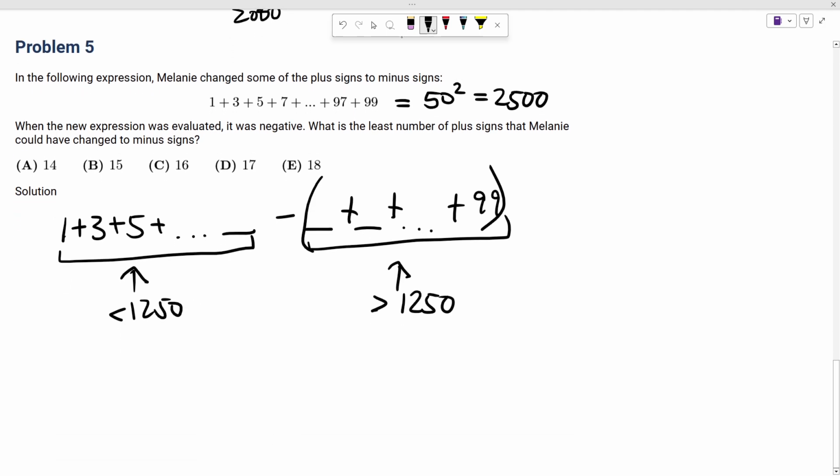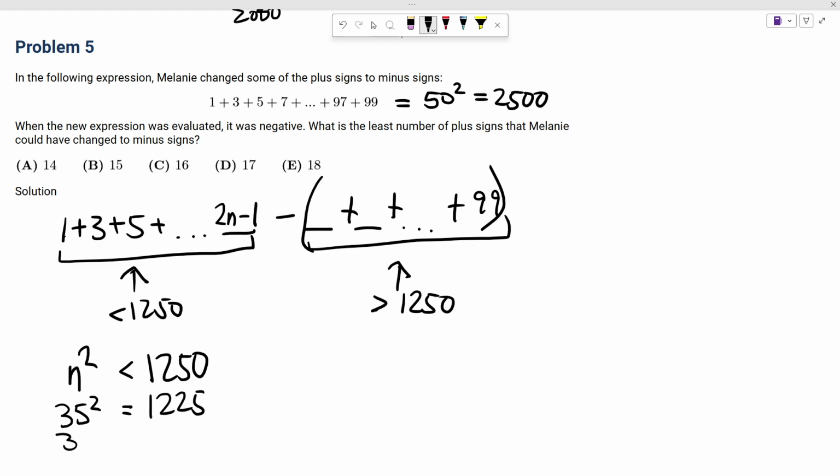So now, once again, let's say this is the nth odd number, so it would be 2n minus 1. We would need n squared to be less than 1250. And we want to make n as big as possible, because we want to have the biggest number of plus signs left. The biggest n that satisfies this, we can just test. 35 squared equals 1225, but 36 squared equals 1296. So n is equal to 35. That means that we have 35 plus signs here, which means that since we have 50 numbers total, there are going to be 15 negatives, 15 minus signs.